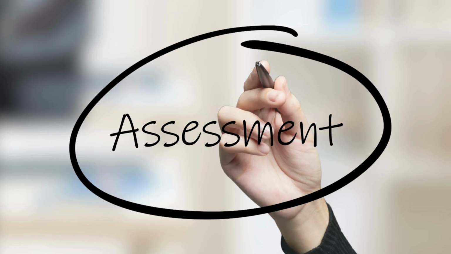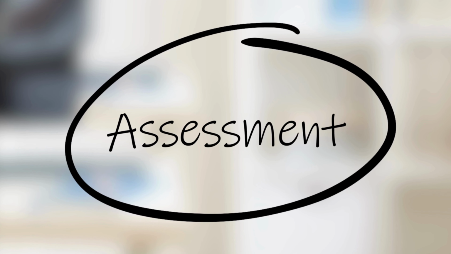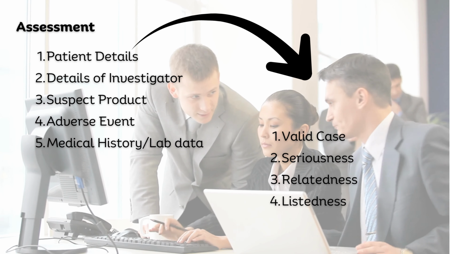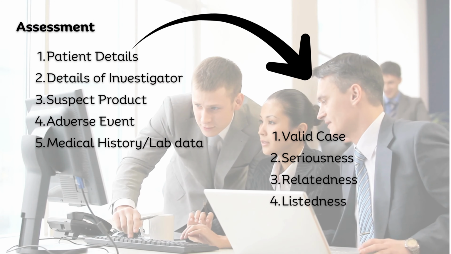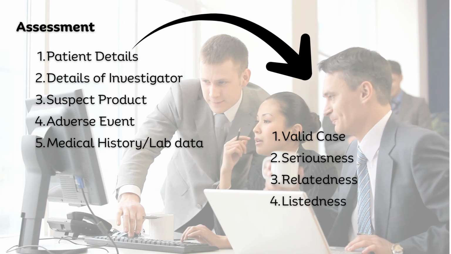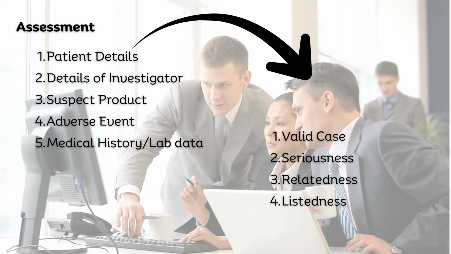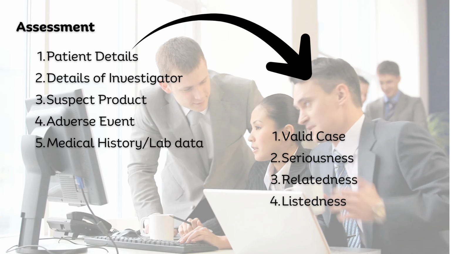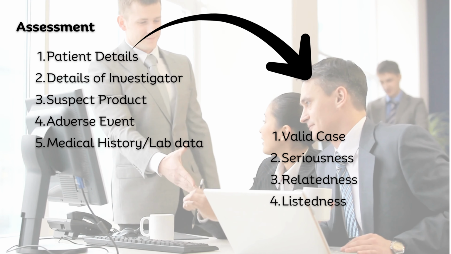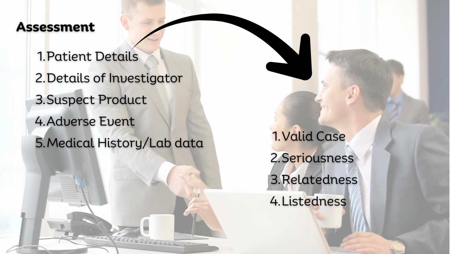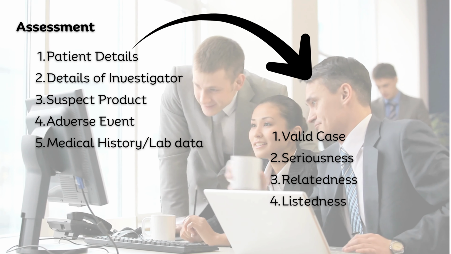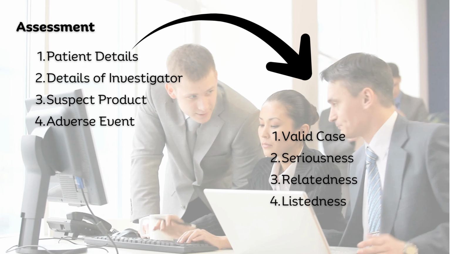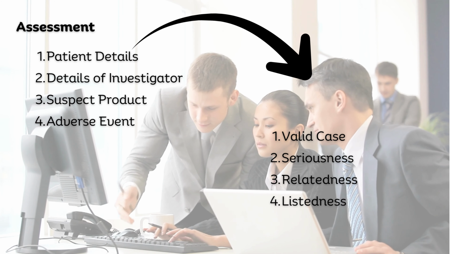Let's dive into the assessment part and see how the PV team is assessing the report shared by the investigator. The investigator shares patient details, investigator details, suspect product details and the adverse event details. Based on this data, the PV team assesses the above 4 pieces of information for an identifiable patient, reporter, product and event, and makes the case a valid individual case safety report in the safety database. After making the case a valid case, the pharmacovigilance team assesses the seriousness, relatedness and listedness. Let's look at these 3 terminologies in detail.